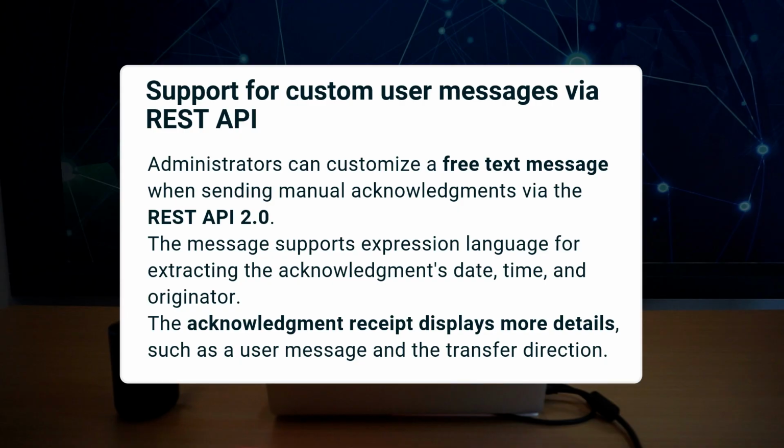Administrators can now customize a free text message when sending manual acknowledgements via the REST API 2.0. The message supports expression language for extracting the acknowledgement's date, time, and originator. Additionally, we reworked the acknowledgement received to display more details, such as a user message and the transfer direction.